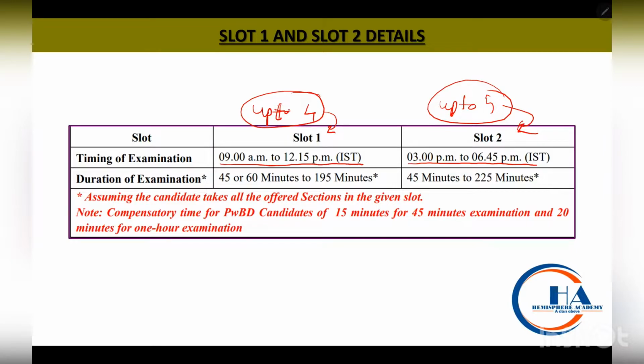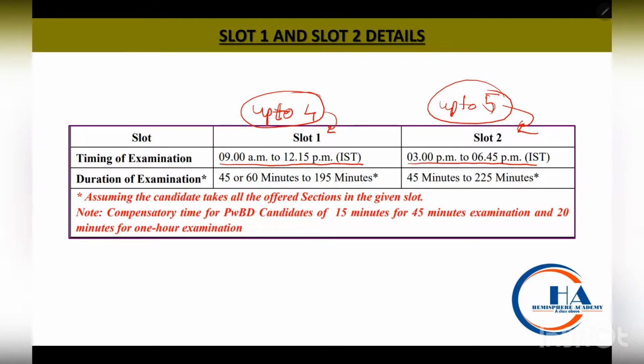If you have taken slot 1, then it will be up to 4 subjects, and if you have taken slot 2, then it will be up to 5 subjects. Am I clear, guys? Okay, there is also a point to be noted.